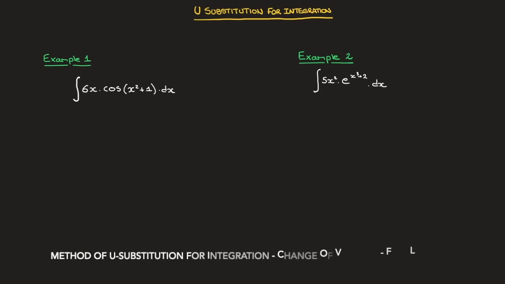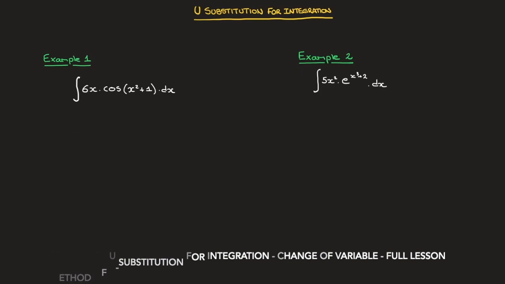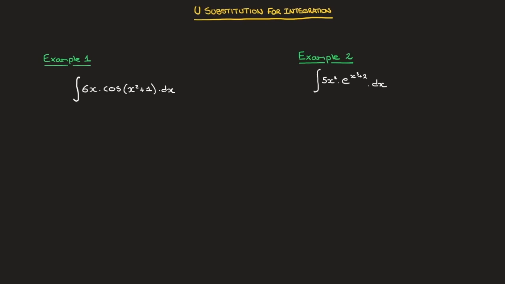Hi everyone, we now learn about the method of U substitution for integration. And for that, we're going to work through the two examples that we see here. The first of which, we need to integrate 6x times cosine of x squared plus 1.